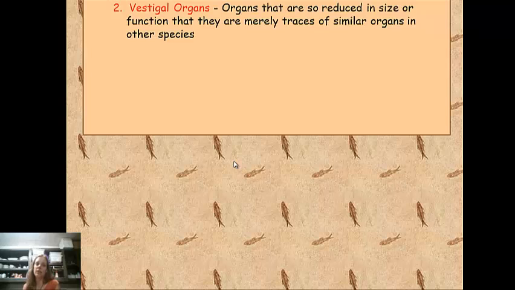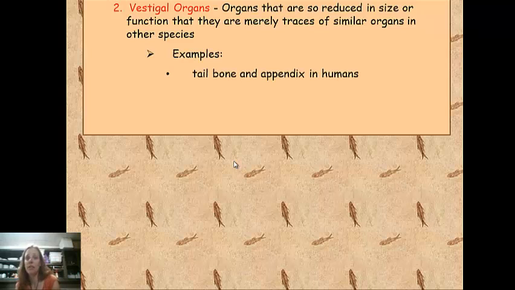Vestigial organs are more evidence of evolution. They're organs that are so reduced in size or function that they really don't serve a purpose anymore. But what it indicates is that at one time they did serve a purpose. Some classic examples of this are the tailbone and the appendix in humans. So humans still have a tailbone, but we don't have any tails anymore. Why do we have a tailbone if we don't have tails? Well, probably because our ancient ancestor did have a tail.